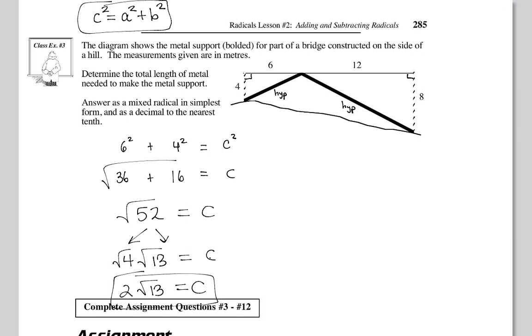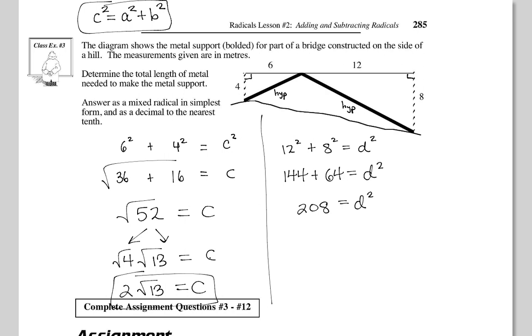So now we do it again for the other hypotenuse. The 12 squared plus the 8 squared. I'm just going to use a different letter this time. Last one was C, so this one can be D. 12 squared is 144, and 8 squared is 64. To 208, thank you very much. And then to get D from D squared, we just have to square root this.